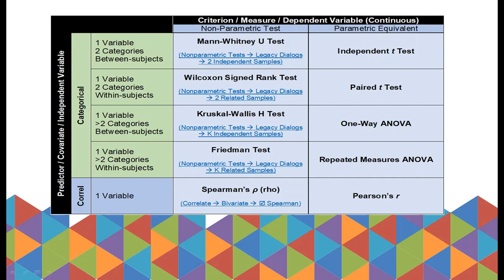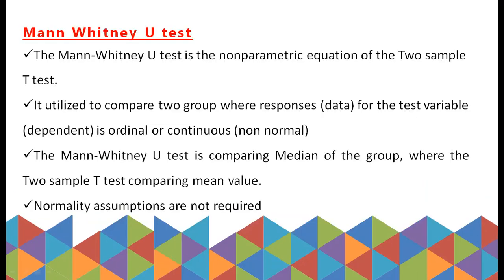You can see that one variable in two categories, between two categories, this can be used. So the introduction part: the Mann Whitney U test is a non-parametric equivalent of the two sample t test that we already discussed. It is utilized to compare two groups where the response data for the dependent test variable is ordinal or continuous, or you can say not normal. So whenever a categorical variable has two different groups, at that time we can use this test.